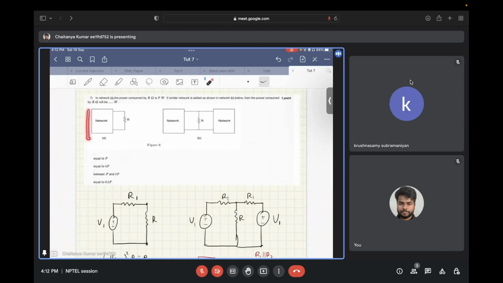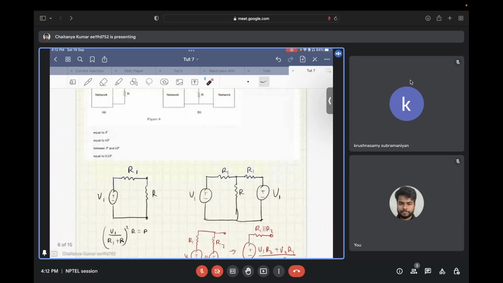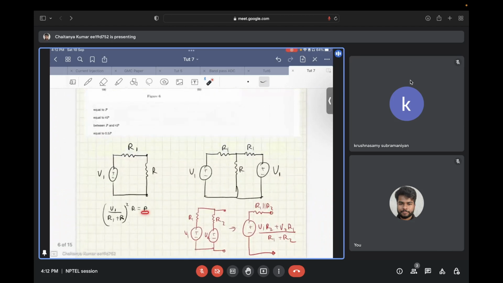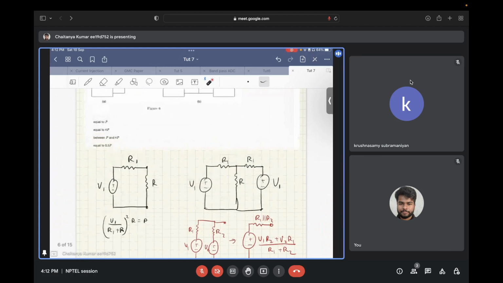Let's consider the general Thevenin equivalent of this network. We will have a voltage source, and in series with it a resistance R1. In this case, we can write the power P as I square R, where I is basically V1 by R1 plus R, squared, times R. That is the power being consumed.